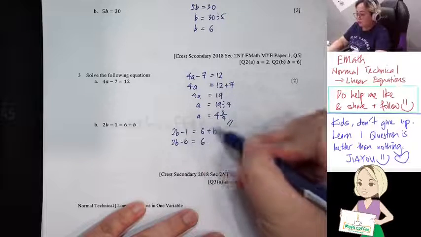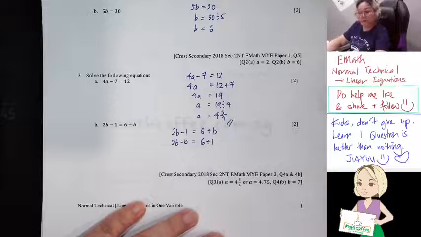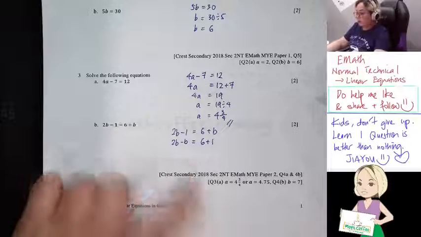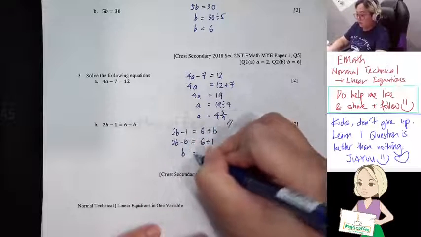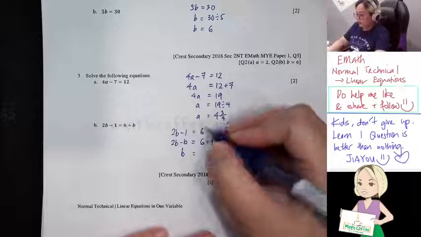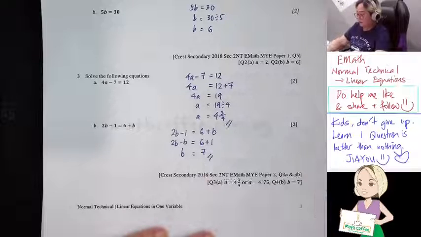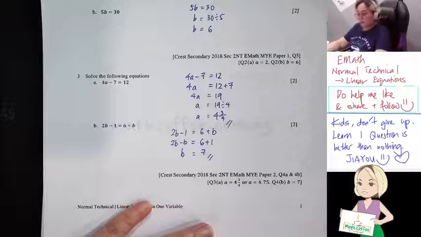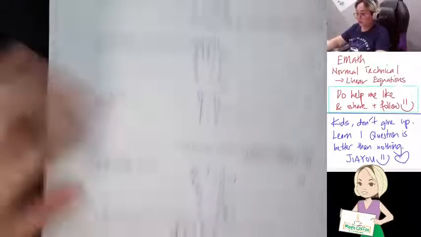Minus 1 bring to this side become plus 1. So 2b minus b, we will get b. 1b lah, we don't write the 1. 6 plus 1, 7, and we are done. Okay, so that is our 3 questions.